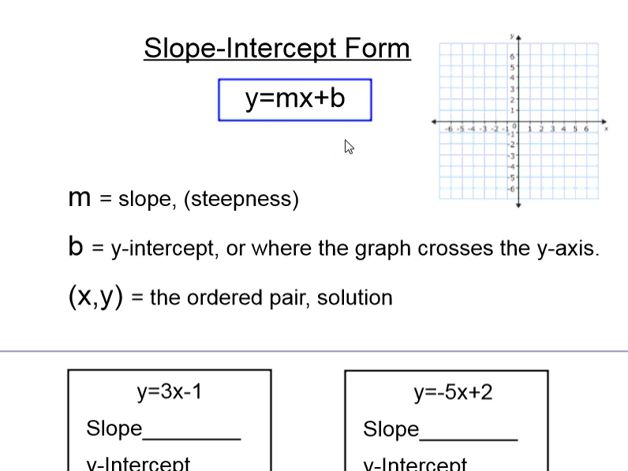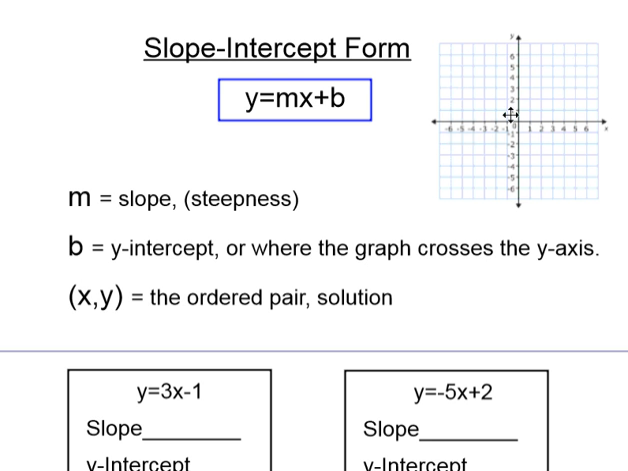It's y equals mx plus b. You're going to spend a lot of time with this, not only in pre-algebra, but in Algebra 1 as well. The m right here stands for, or means, the slope. And what that talks about is the steepness and the direction of the line.